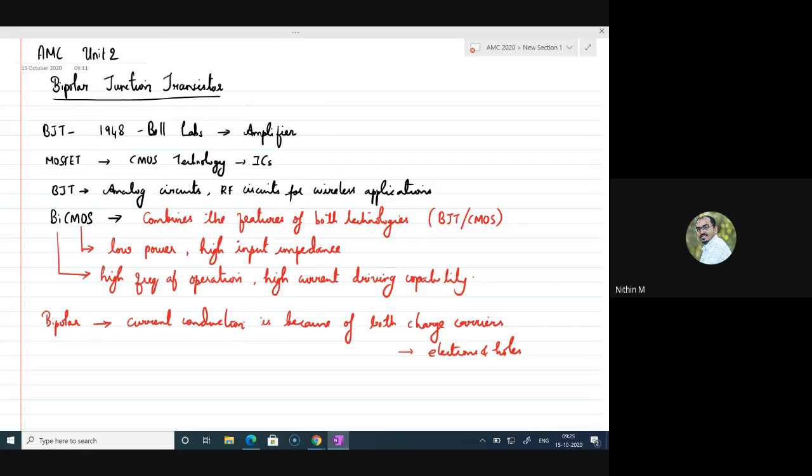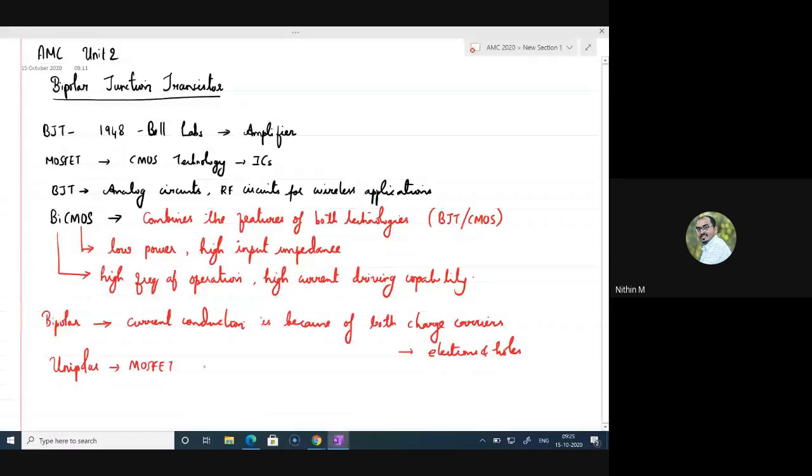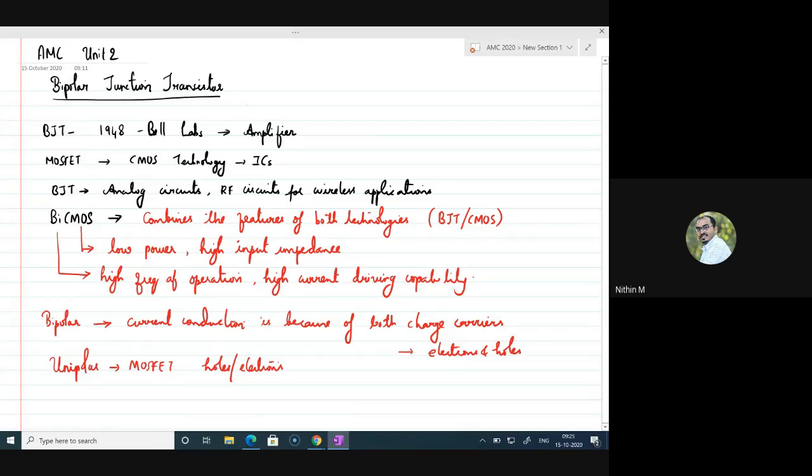So there only majority carriers, and we say it is a unipolar device. MOSFET is a unipolar device, but in BJT we have two types of charge carriers. That is the reason why we call it bipolar. Unipolar is actually MOSFET because current conduction is either due to electrons or due to holes. It is or, but here it is both. So this is just an introduction for BJT. I hope it is clear, Nilanjan, and thank you for the responses, everyone.